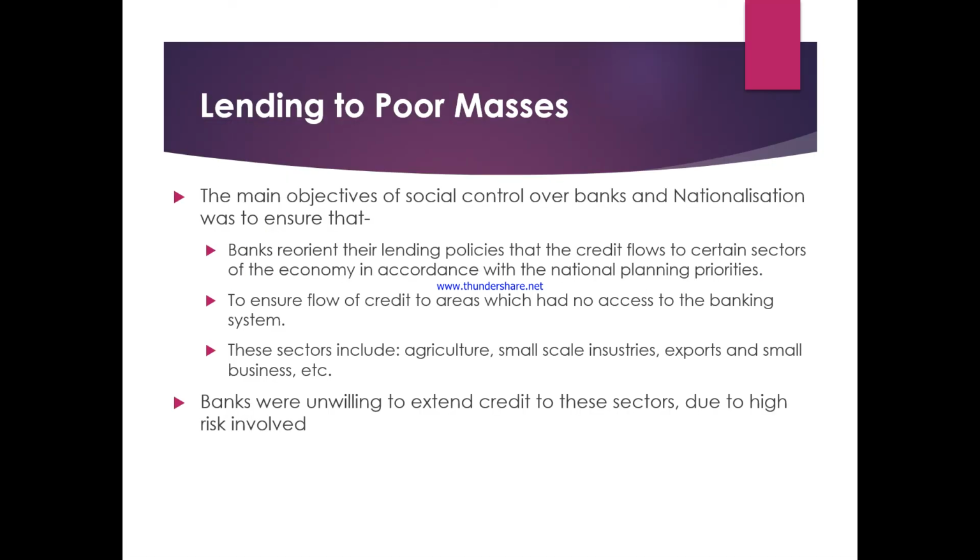Lending to poor masses. This was the main objective of the social control over banks and nationalization: to ensure that the banks reorient their lending policies, so that credit flows to certain sectors of the economy in accordance with national planning priorities, and to areas which had no access to the banking system. These sectors include agriculture, small-scale industries, exports, and small business. Banks were initially unwilling to extend credit to these sectors because of the high risk involved.